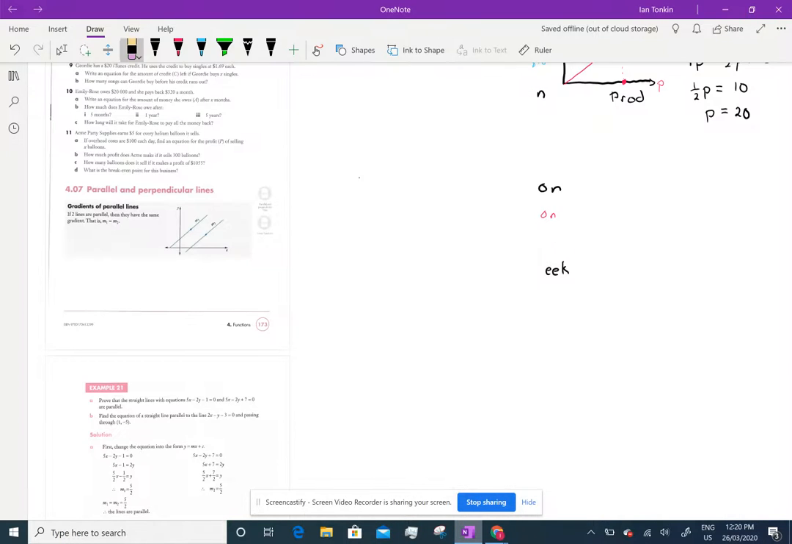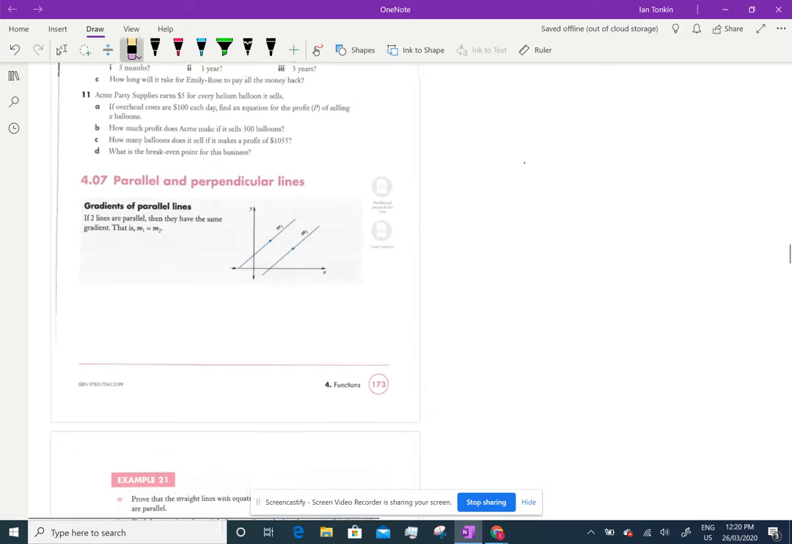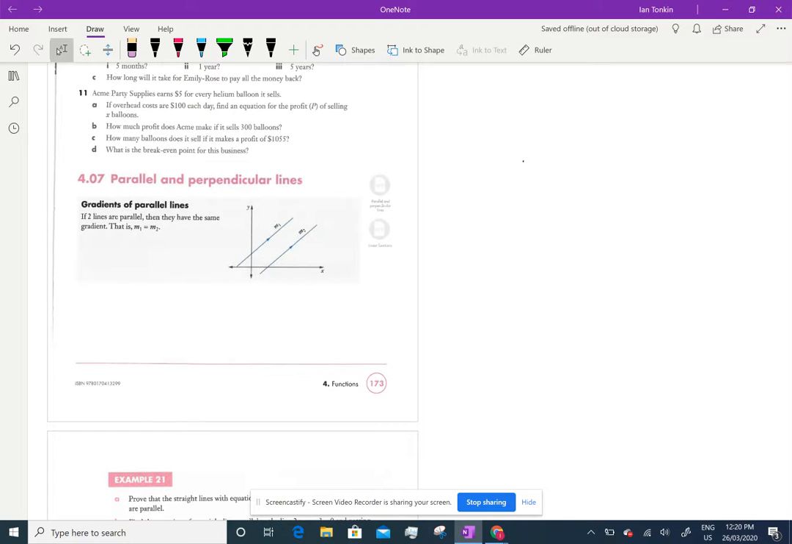Okay, year 11, I'm going to go through exercise 407 now. In 407, we're going to talk about parallel and perpendicular lines. The only new thing that you're going to learn here is to find the gradient of parallel and perpendicular lines and hence find the equations of parallel and perpendicular lines.